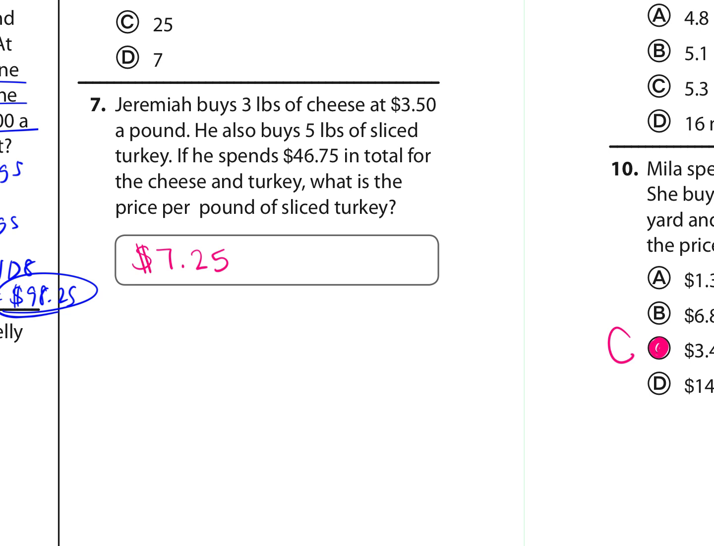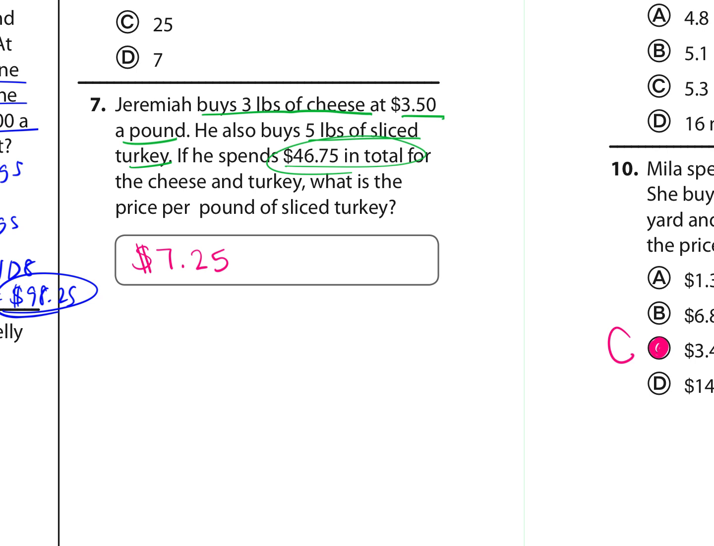Number 6. Jeremiah buys 3 pounds of cheese at $3.50 per pound. He also buys 5 pounds of sliced turkey. If he spends $46.75 in total for the cheese and turkey, what is the price per pound of sliced turkey? Well, let's set up and find what we know. We know he buys 3 pounds of cheese at $3.50 a pound. He buys 5 pounds of turkey, we don't know how much per pound, and he spends $46.75 total.